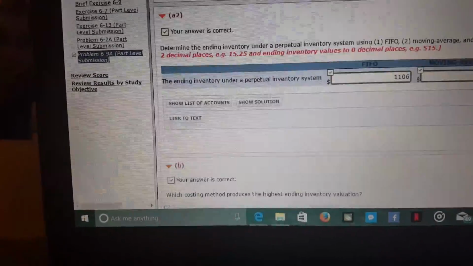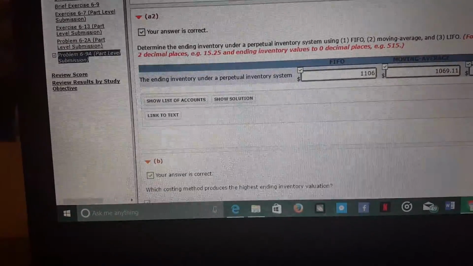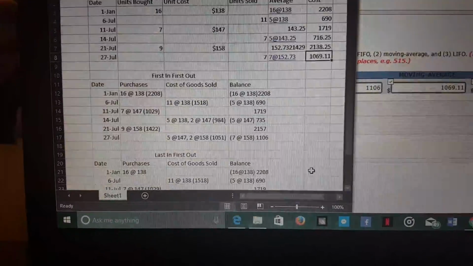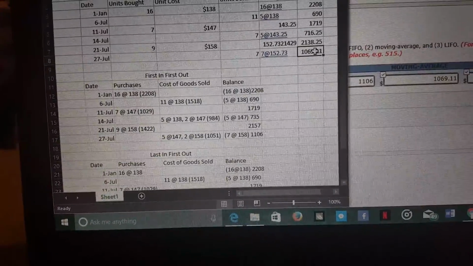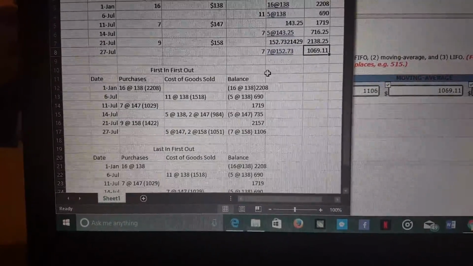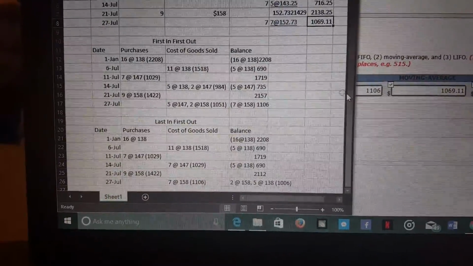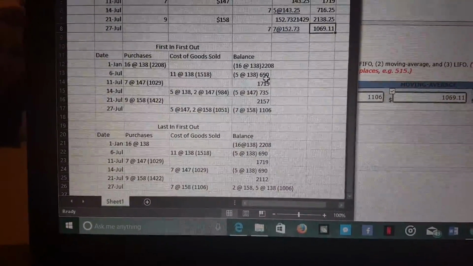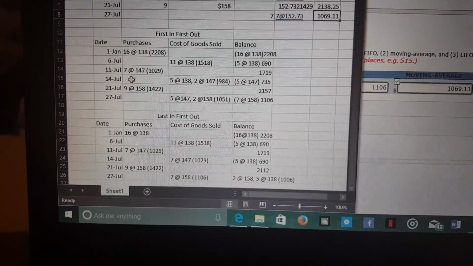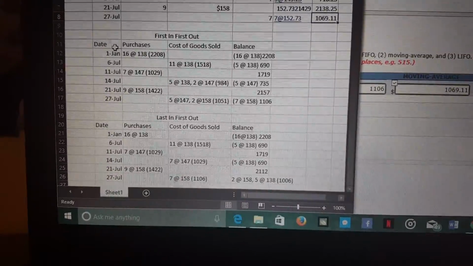Then you go on to the next part, and this is where it's asking you to find the ending inventory for every type of system. Since we already have the ending inventory for the moving average, I went ahead and did the first in, first out inventory. Once again, I went to the book and copied their table that they had there. You have the dates over here, and then your purchases, your cost of goods sold, and then the balance at the end.